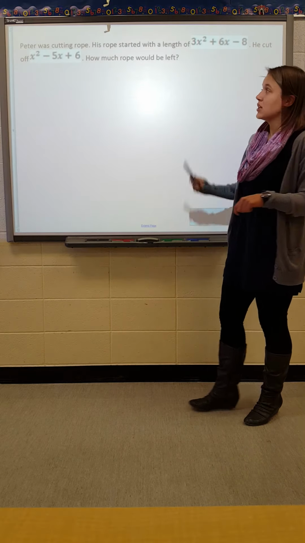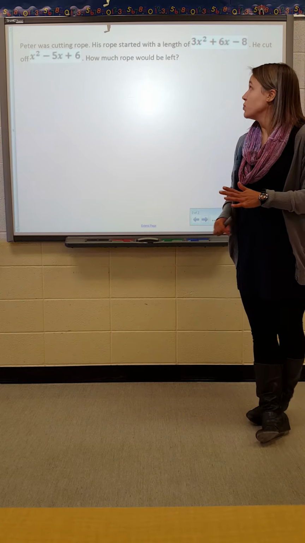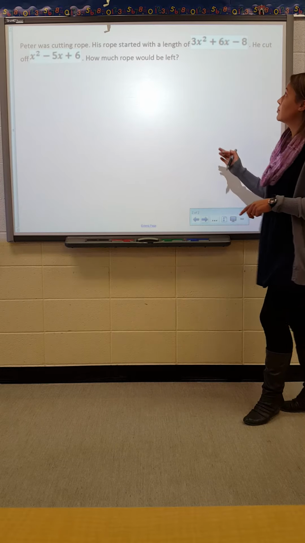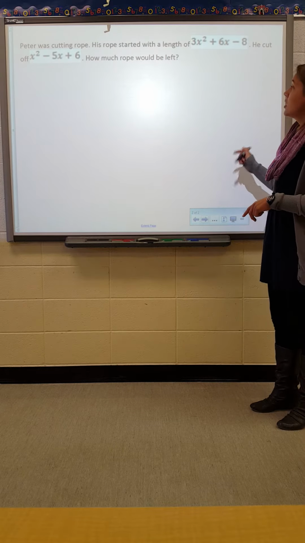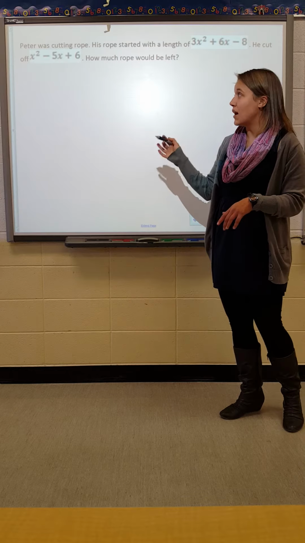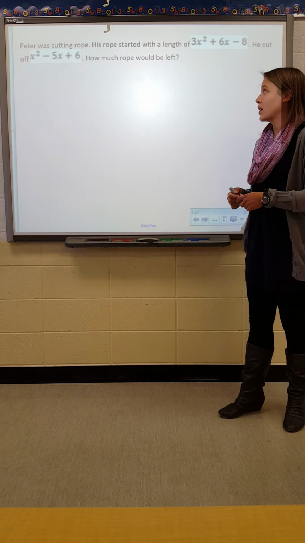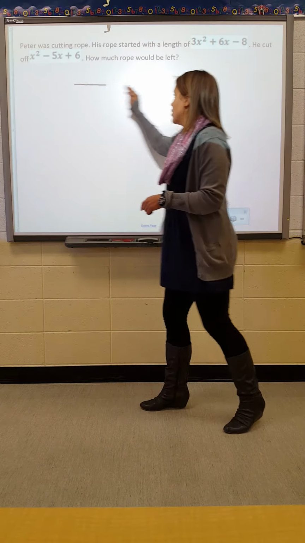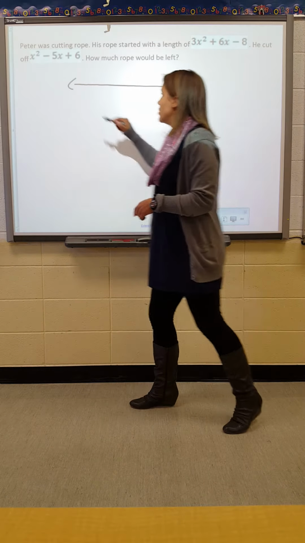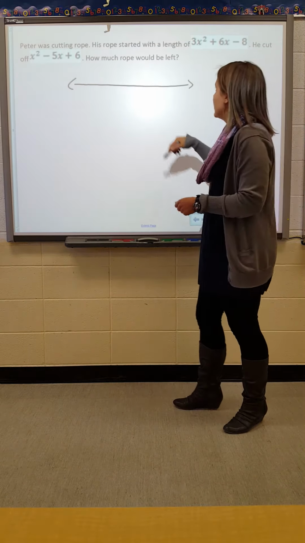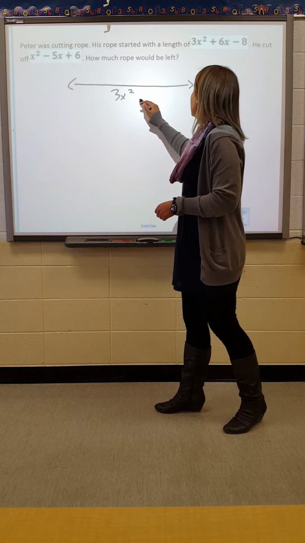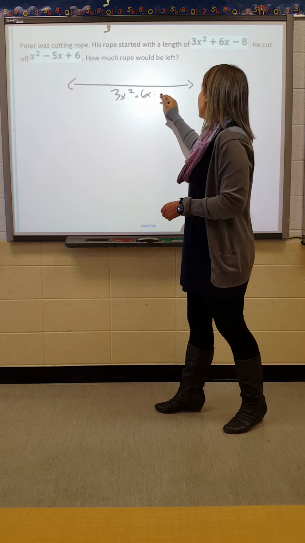Next example says Peter was cutting rope. His rope started with a length of 3x squared plus 6x minus 8. He cut off x squared minus 5x plus 6. How much rope would be left? Okay. Well, if we start off, let's draw a quick little diagram. Here's my rope, pretty much. Okay. So we have 3x squared plus 6x minus 8.